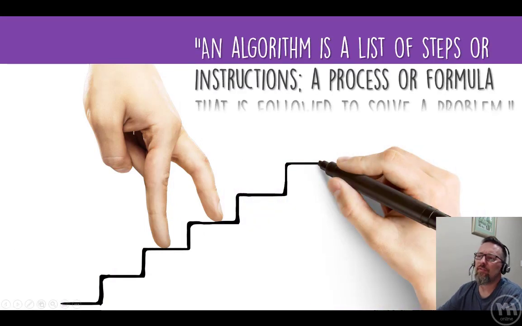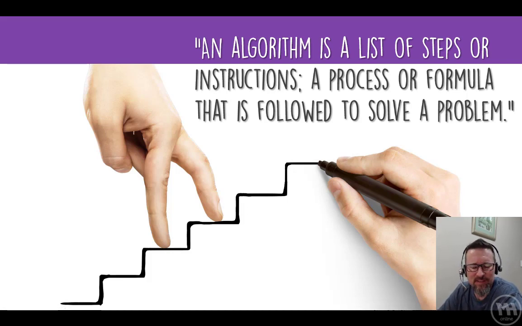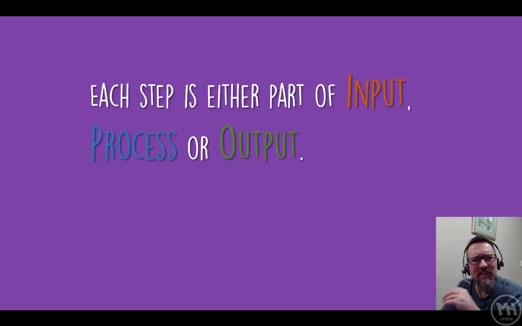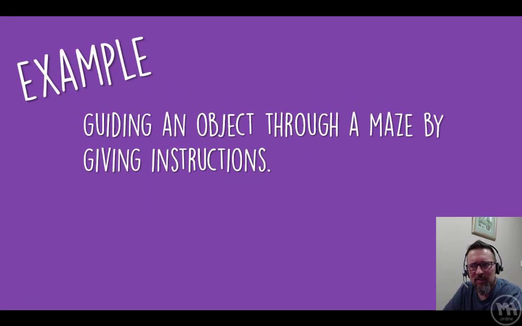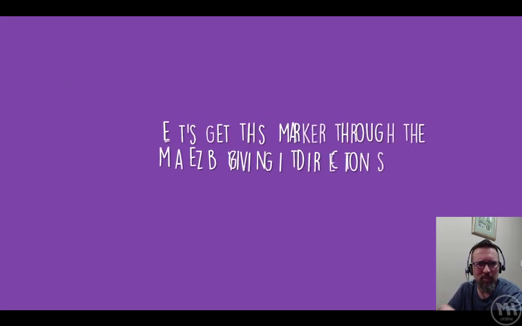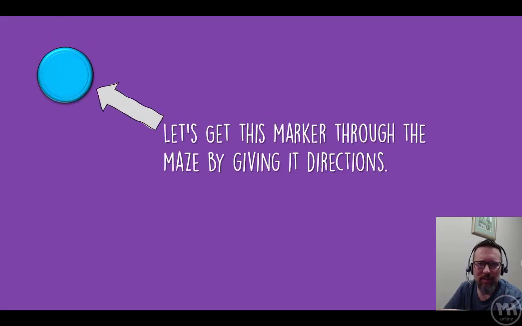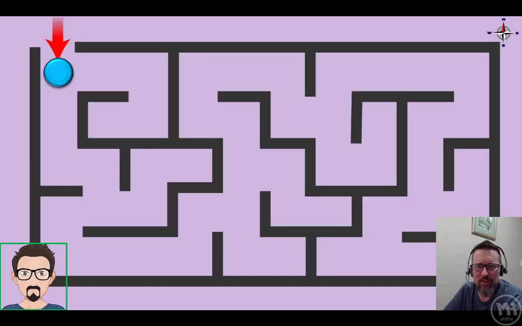So basically, as we have already discussed, an algorithm is a list of steps or instructions. It's a process or a formula that is followed in order to solve a problem. Now every step in the algorithm, everything that happens within a program or within a formula, is part of input, process, or output. So for an example, we will guide an object through a maze by giving the object instructions, as if it was a robot, for example. So let's get this marker through the maze by giving it directions.